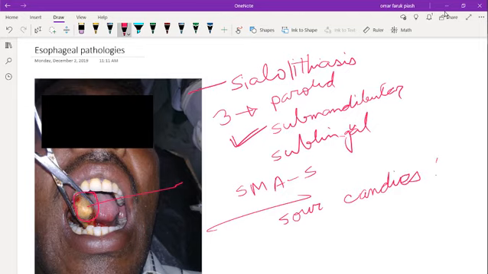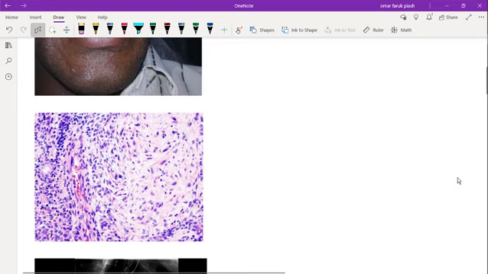Now, this is the histological picture of a salivary gland tumor, and we most commonly studied in MBBS that pleomorphic adenoma is the most common salivary gland tumor, and this is the histological picture of pleomorphic adenoma. Most salivary gland tumors are benign and commonly affect the parotid gland.